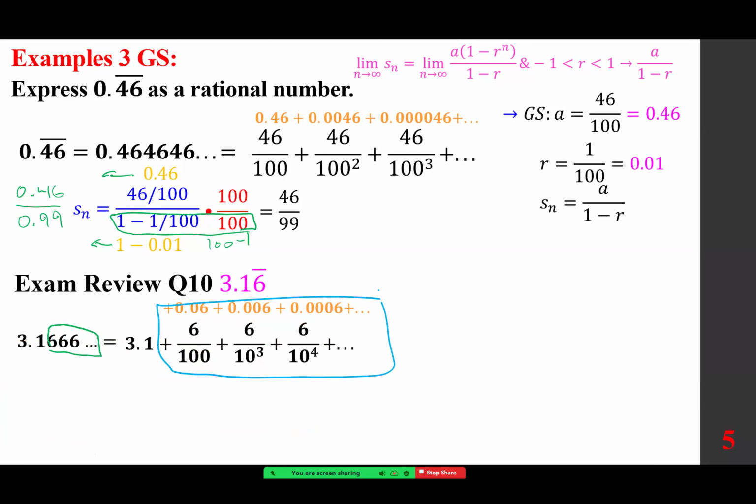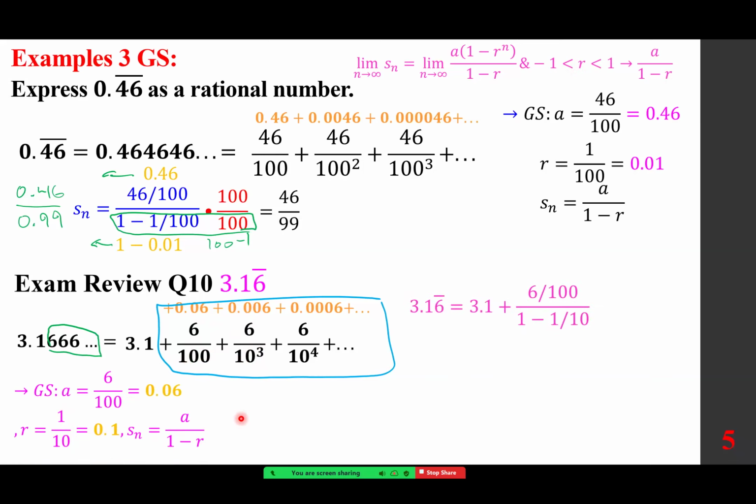It's a geometric sequence, and we are adding them up, so it becomes a geometric series, with the first term being either 6 over 100 or 0.06, which is the same thing. This is 10 times larger than this, so the fraction is 10 times smaller, so r is 1 over 10, or if you go with the decimal, 0.1. Again, this indicates we can use a over 1 minus r, and we do that. So remember, the 3.1 is not going to go away. It's going to remain unchanged.